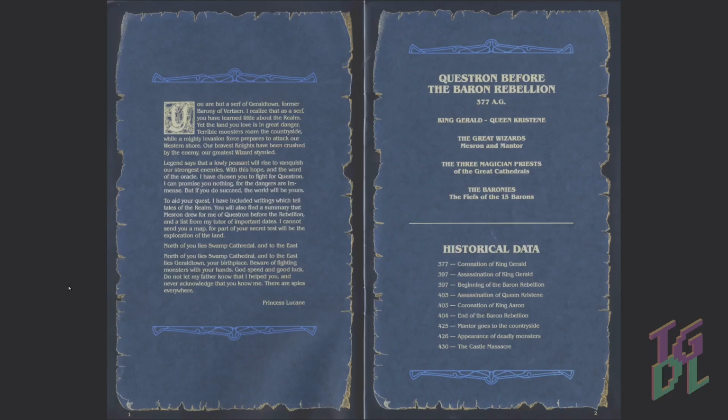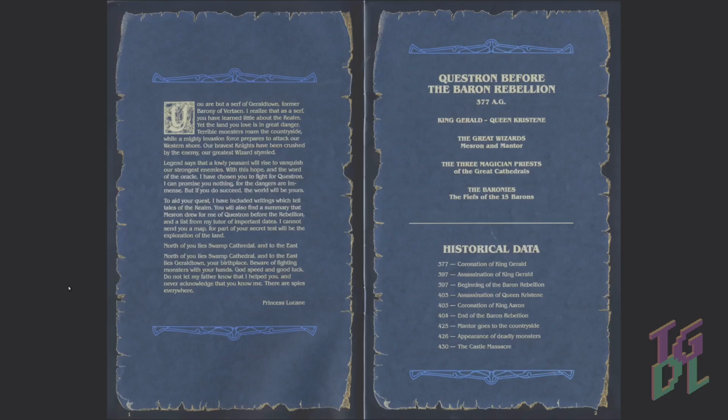To aid your quest, I have included writings which tell tales of the realm. You will also find a summary that Mesron drew for me of Questron before the rebellion, and a list from my tutor of important dates. I cannot send you a map, for part of your secret test will be the exploration of the land. North of you lies the Swamp Cathedral, and to the east lies Geraldtown, your birthplace. Beware of fighting monsters with your hands. Godspeed and good luck. Do not let my father know that I helped you, and never acknowledge that you know me. There are spies everywhere.